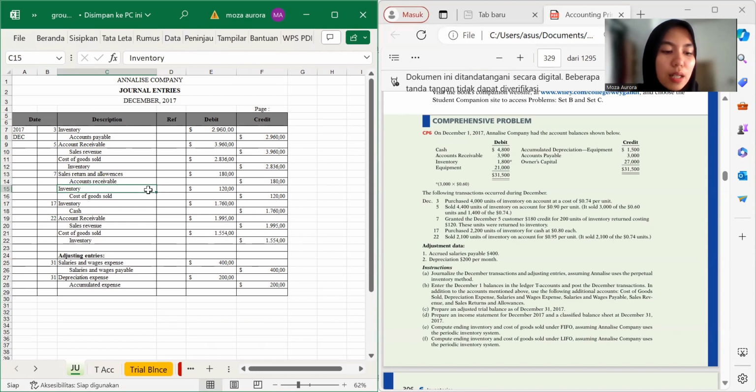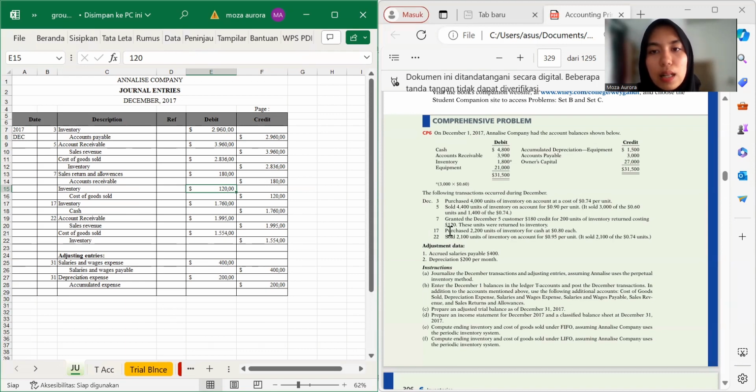The second set of journal entries is related to the cost of goods sold. The return is recorded by debiting the inventory account with a corresponding credit to the cost of goods sold, with the amount of $120. The next transaction occurred on December 17.